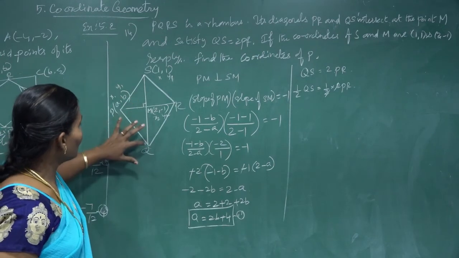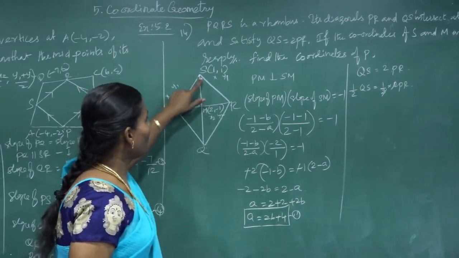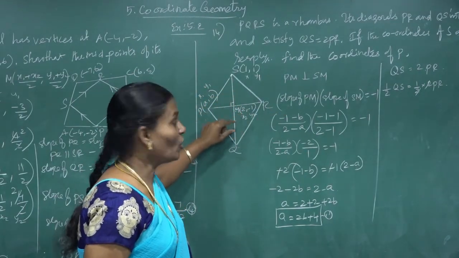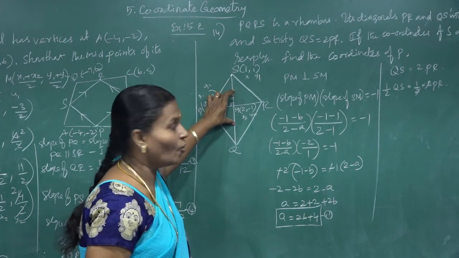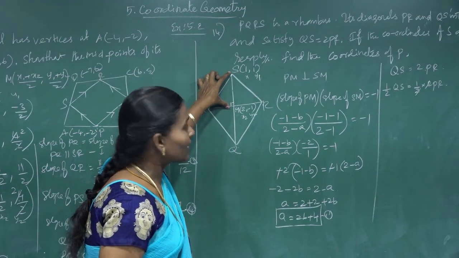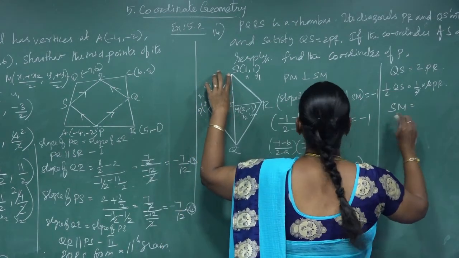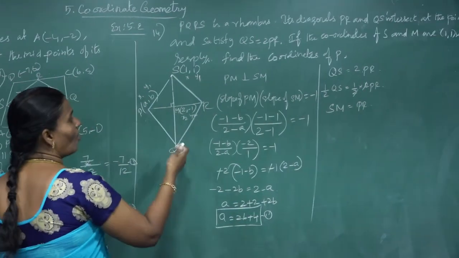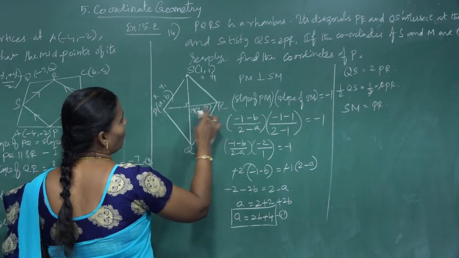Listen carefully. This is the QS diagonal. Half of the QS means, can we take that is SM? Half of the QS is SM, because M is a midpoint. So these two lengths are equal. So half of the QS you take SM. So here you consider SM is equal to PR. So the length of SM is equal to PR.